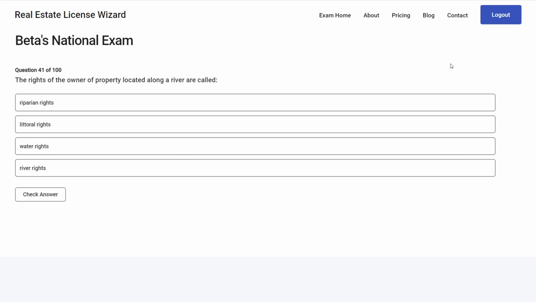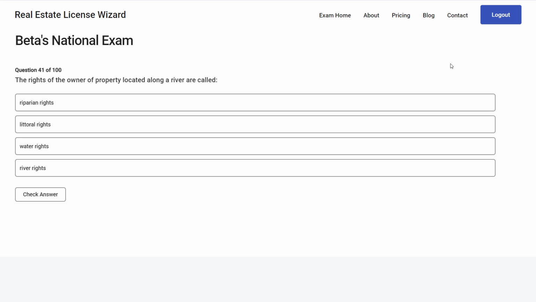All right, next question. The rights of the owner of a property located along a river are called riparian rights, littoral rights, water rights, or river rights. All right, so think that one over. I'm going to give you guys an opportunity to reread it, things like that. Come up with an educated answer. Did you guys come up with it?